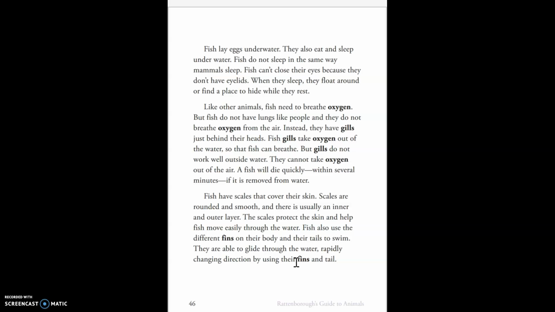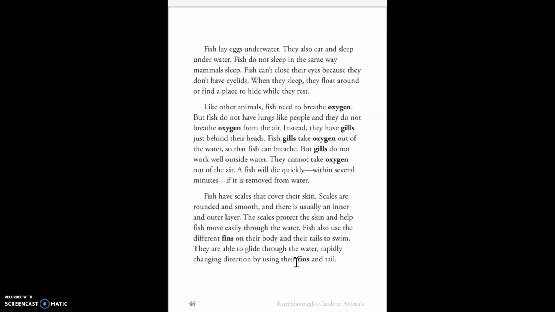Like other animals, fish need to breathe oxygen. But fish do not have lungs like people, and they do not breathe oxygen from the air. Instead, they have gills just behind their heads. Fish gills take oxygen out of the water so that fish can breathe. But gills do not work well outside water. They cannot take oxygen out of the air. A fish will die quickly, within several minutes, if it is removed from water.